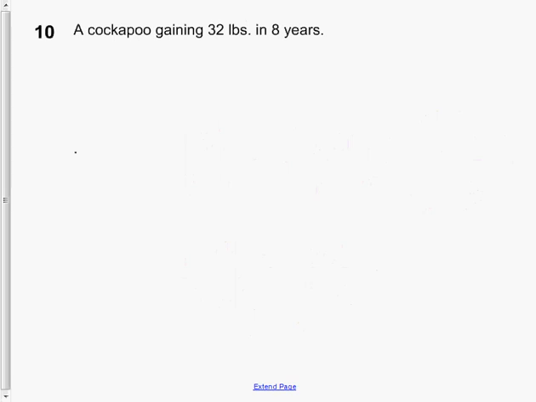Question 10 says that a Cockapoo gained 32 pounds in 8 years. This is not a random review question. This is actually my dog. My dog weighs about 32 pounds, and he's 8 years old. So do I want to have my ratio set up years per pound or pounds per year? Pounds per year makes more sense. So I'm going to put my first term, 32 pounds, on the top and 8 years on the bottom.